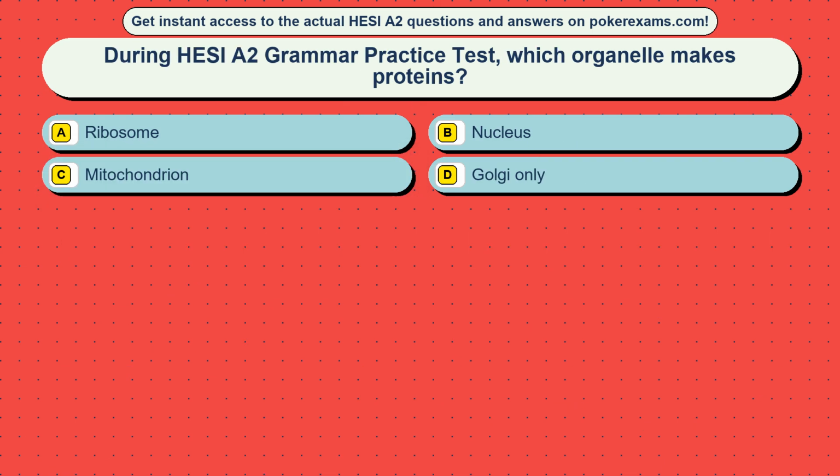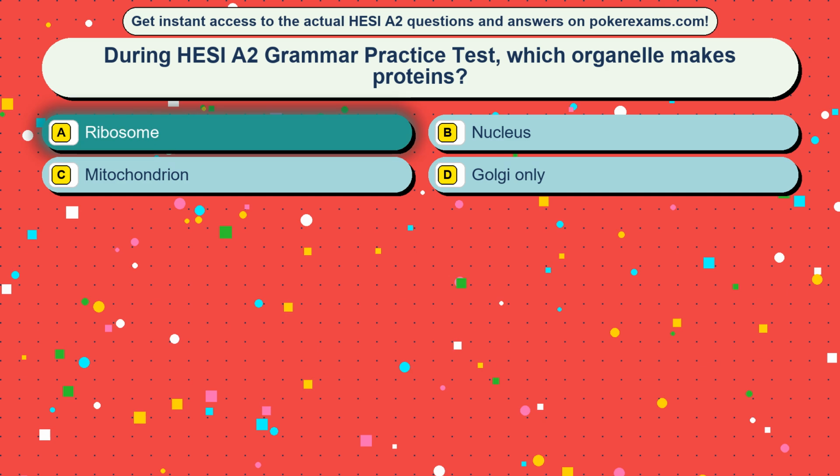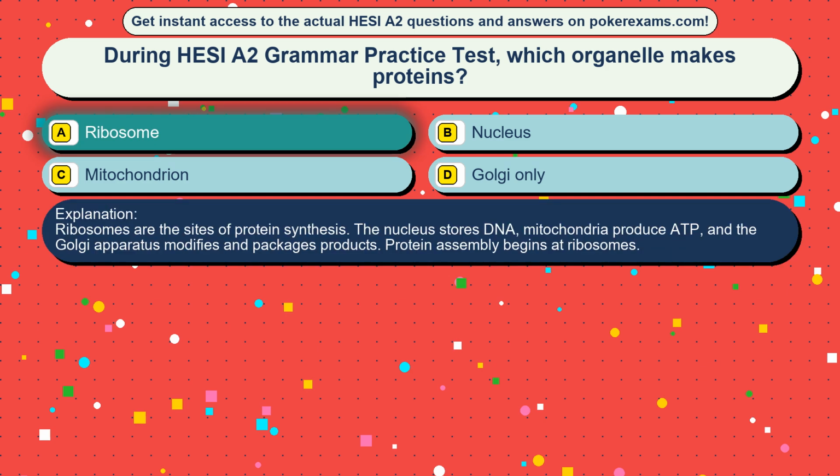Question 21. During HESI A2 grammar practice test, which organelle makes proteins? Option A, ribosome. Option B, nucleus. Option C, mitochondrion. Option D, Golgi only. The correct answer is option A, ribosome. Ribosomes are the sites of protein synthesis. The nucleus stores DNA, mitochondria produce ATP, and the Golgi apparatus modifies and packages products. Protein assembly begins at ribosomes.